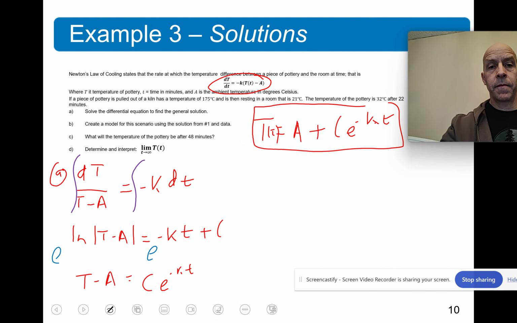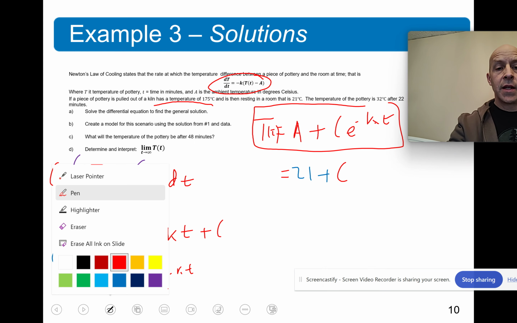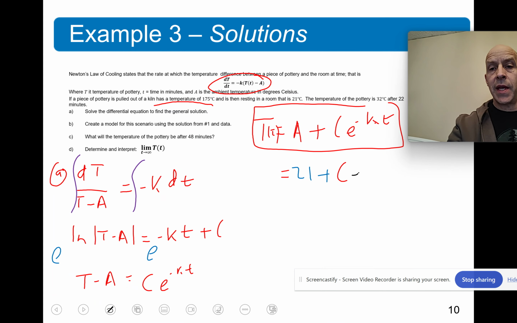Well, not completely. Now we've got to use the data to complete the model. So we know that the ambient temperature is 21. So that's going to go in here for A. So A is going to be 21. Maybe I'll do that in blue. We're going to figure out what c is next. So I'm going to put c here. Now we're going to do it initially. It comes out at 175 degrees. So that's going to mean that the rest of this is going to be e to the 0 because time is 0. And then that has to equal 175.